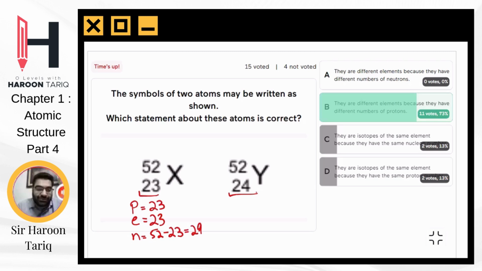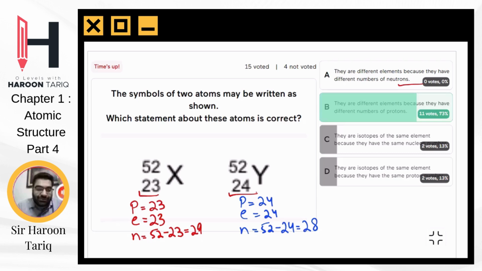29. For this Y, the number of protons, smaller number, is 24. The number of electrons, same as the protons, is 24. The number of neutrons is 52 minus 24, 28. Now let's have a look at the options. They are different elements because they have different number of neutrons.